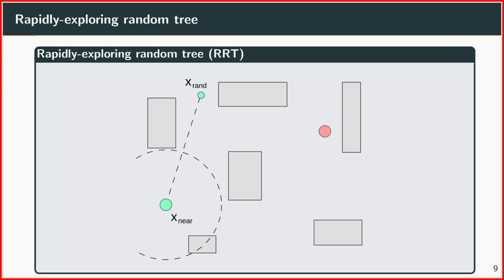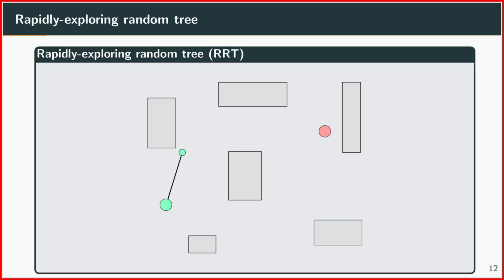And as I said, usually we have this parameter mu, which tells you how far you can go into this direction. So this will be this circle here around the nearest neighbor. And this will give you a new configuration, which we call x new. And if this configuration is valid, and if this edge between your nearest neighbor and your new configuration is also valid, then you will add it to your tree. And so this was one iteration of this RRT. You basically sampled a configuration, you made one step into this direction, you get a new node here, and you add it to your tree.